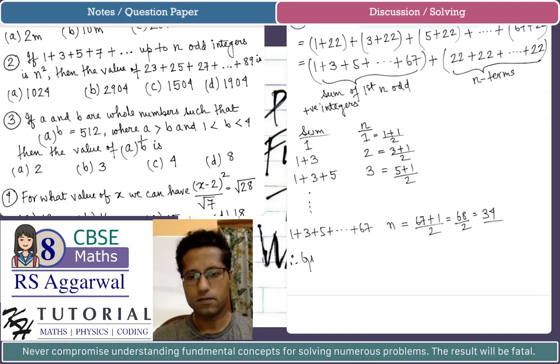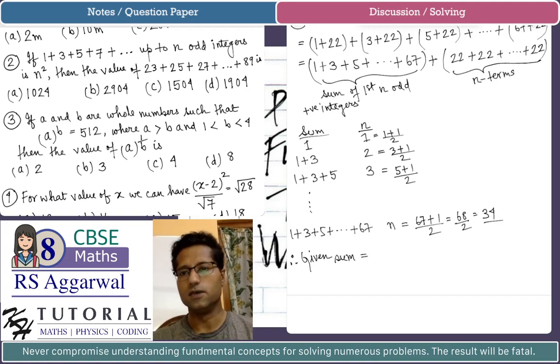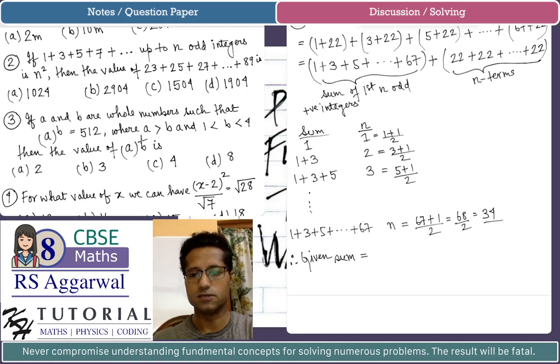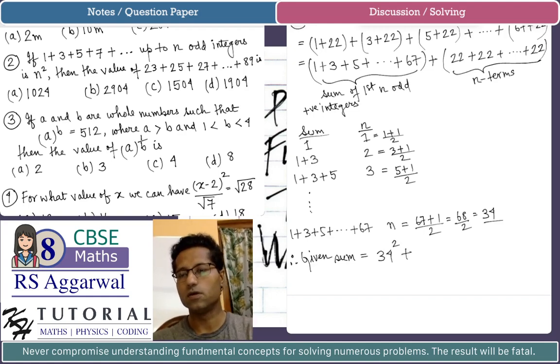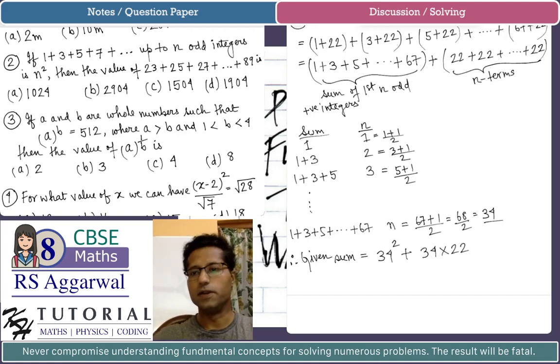Therefore, the given sum will be equal to: the expression inside the first bracket is the sum of the first 34 odd positive integers, and we know its value will be 34 square. Plus, inside the second bracket we have 34 terms of 22: 22 plus 22 plus 22 up to 34 times. So it will be 34 into 22. This is the value.